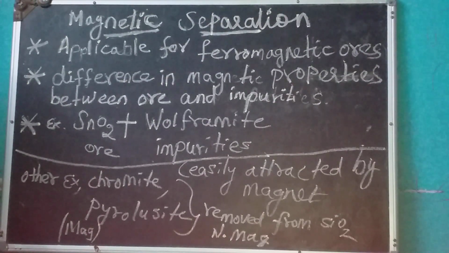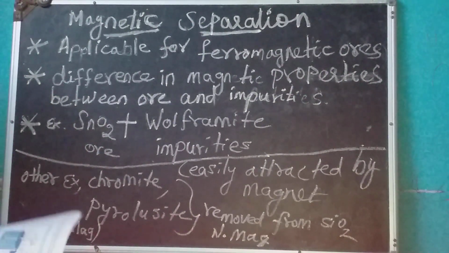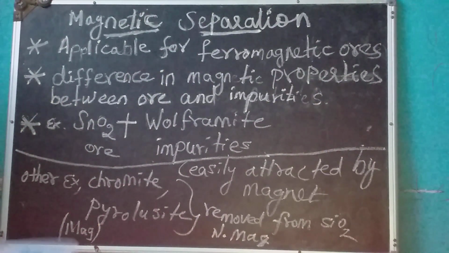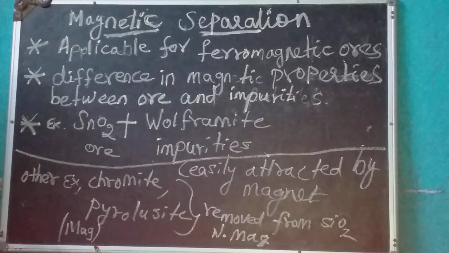In the last video, we saw the various metallurgical processes, namely concentration of the ore, extraction of crude metal, and refining of crude metal. The first method, concentration of the ore, has many processes like gravity separation, froth flotation, leaching process, and the fourth one is magnetic separation. This topic only we are going to see today.